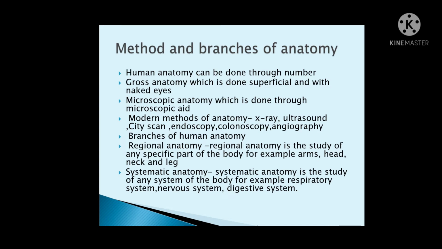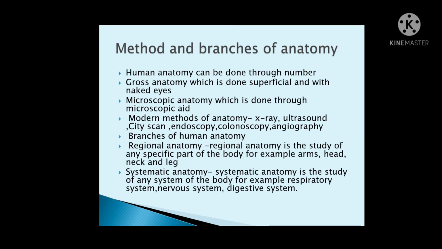There are basically 4 methods of doing anatomy. Number 1 is dissection, in which the skin of the human body is removed to see the inner parts of the body and do anatomy. Second, gross anatomy, in which anatomy is done through naked eyes, no equipment is used. Third is microscopic anatomy. In this method we use a microscope for the anatomy. Fourth is modern techniques of anatomy. In this method many machines are used to perform anatomy like X-ray, ultrasound, colonoscopy, angiography, endoscopy.